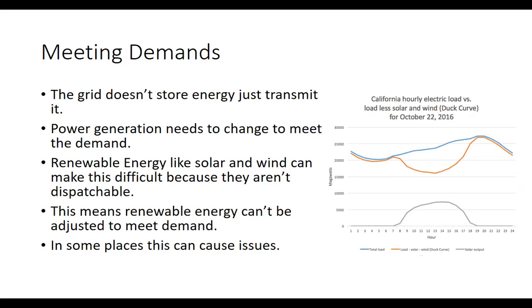Again, the grid doesn't store any energy; it just transmits it. So power generation needs to change to meet the demand. Renewable energy like solar and wind can make this difficult because they aren't what's called dispatchable. That means you can't adjust it to meet the demand. If you need electricity and it's not sunny, you can't just get that.